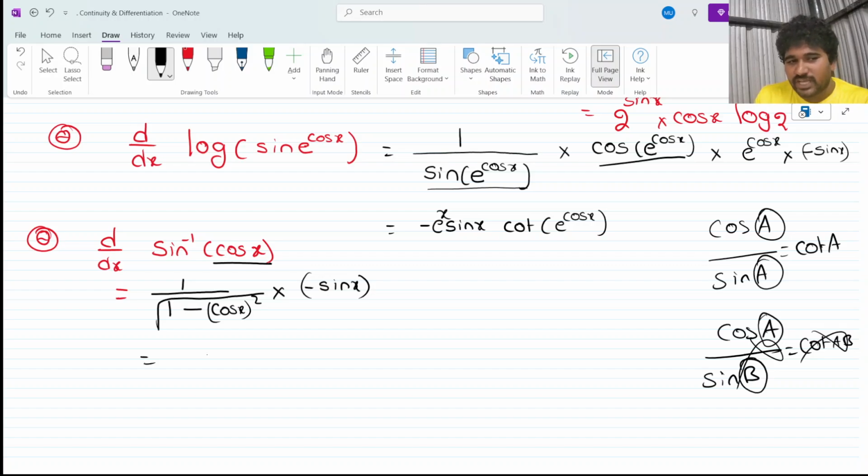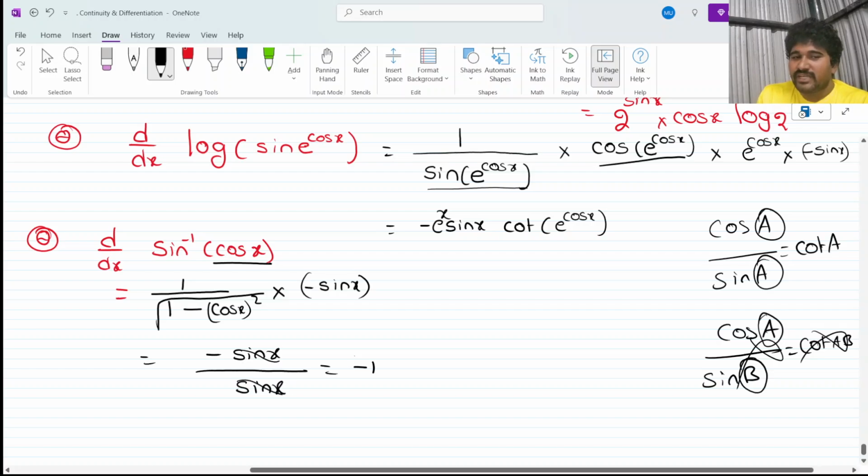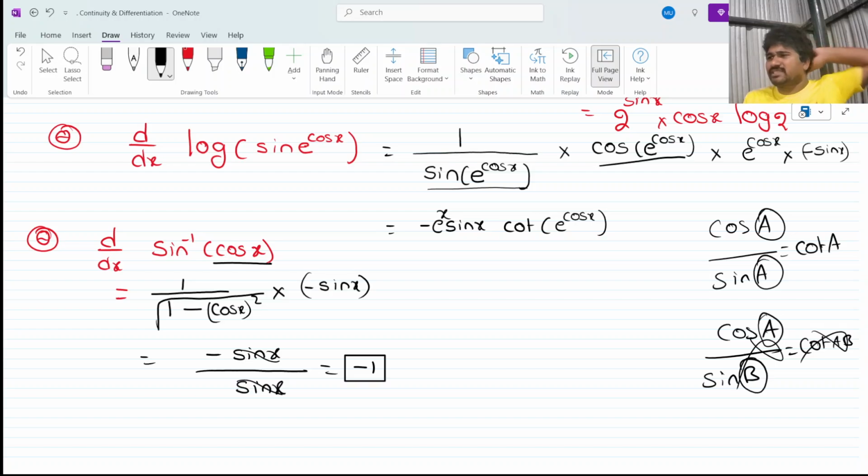Observe very carefully. Minus sin x by root of 1 minus cos square x. Who is that? Sin square x, and the root is there. They will get cancelled, only sin x remains. Am I correct? So sin x cancels. Minus 1 will be the answer. Here it became cancelled. We can't do anything. Understand? Is that clear for everybody?